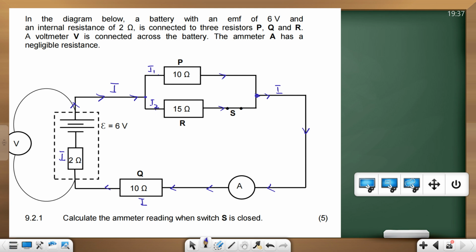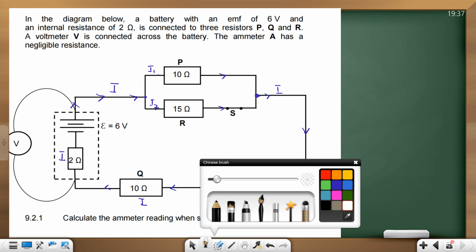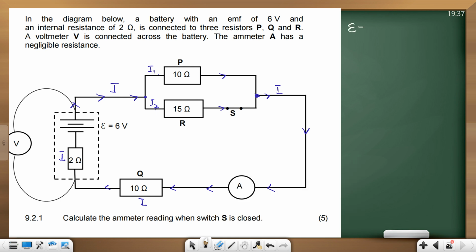All right? We have 3 resistors P, Q, R. A voltmeter V is connected across the battery. The ammeter has negligible resistance. My good learners, calculate the ammeter reading. Wait, let's make a list of what we have. This one, it's like I picked a very good introductory example. Do I have EMF? 6. Do I have my small r? What is my small r? 2. I am looking for I.